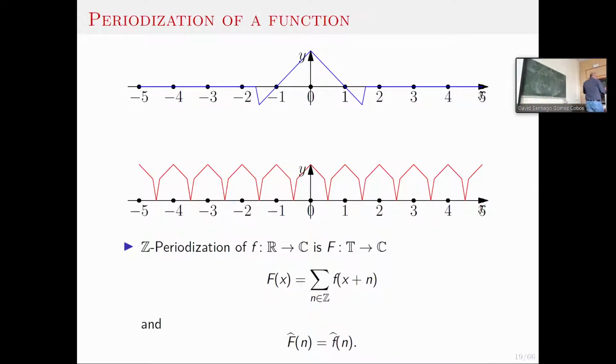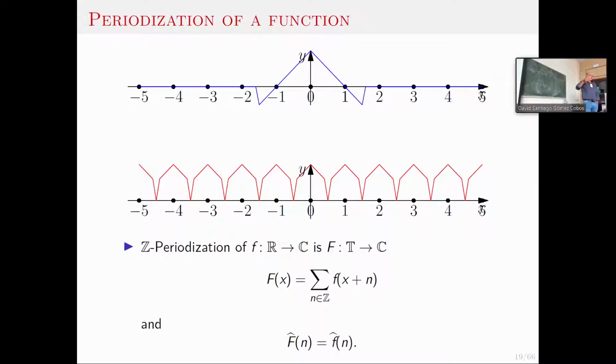I mean, you've seen this in other language before. It's the so-called periodization of the function. If you start with an arbitrary function on the real line, like this one, and you repeat it at all the integers and you add them up, you get this red function. In this example, this is the so-called integer periodization of little f. So capital F is the periodization of little f.